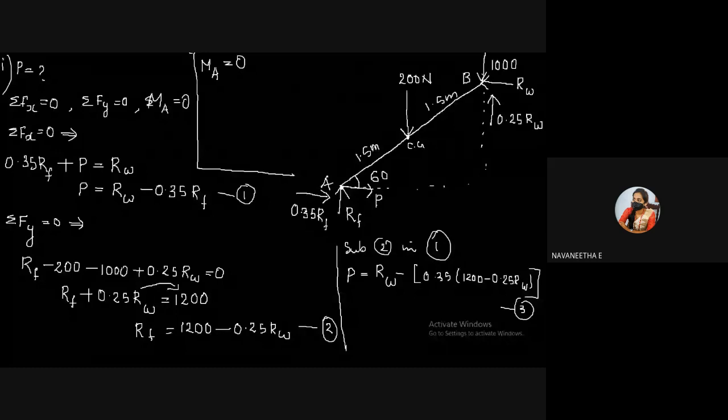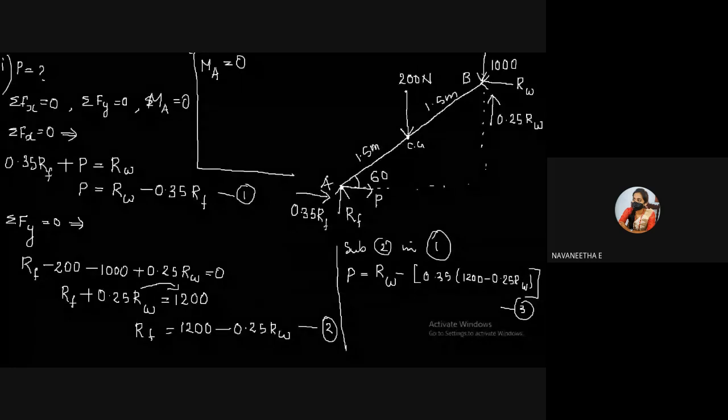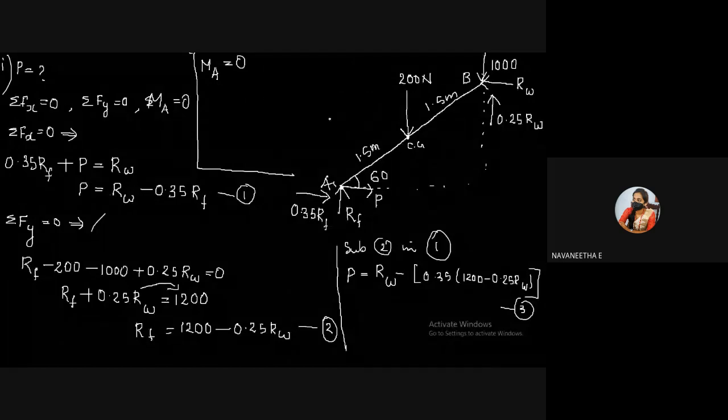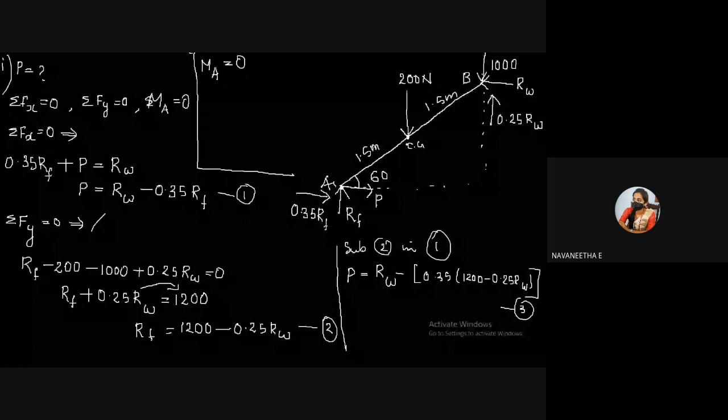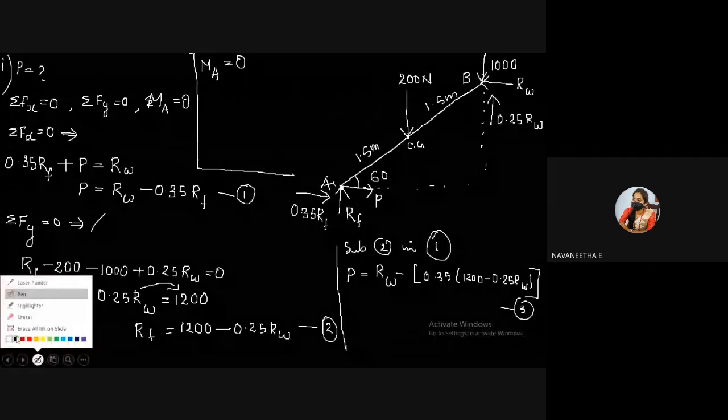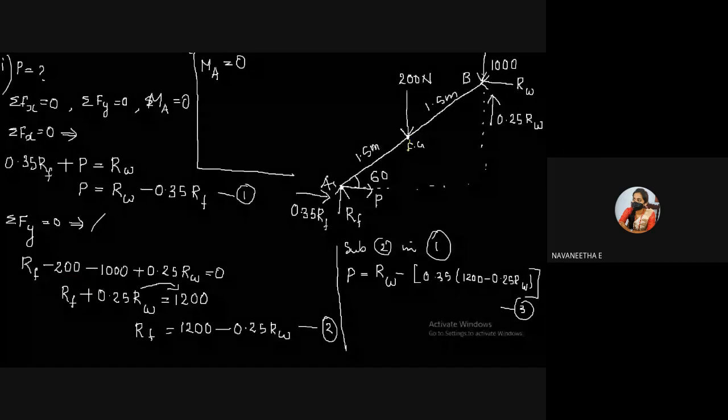Okay. Next we can consider the 200 Newton force. The line of action of 200 Newton is not passing through point A, so we can consider 200 Newton. And about 1000 Newton, its line of action is also not passing through point A. So we can consider 1000 Newton, RW and 0.25 RW. If you are considering 200 Newton, the line of action is like this.